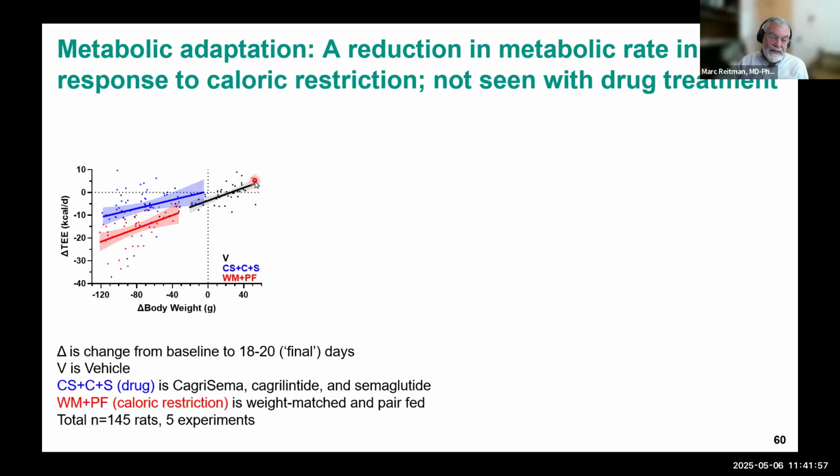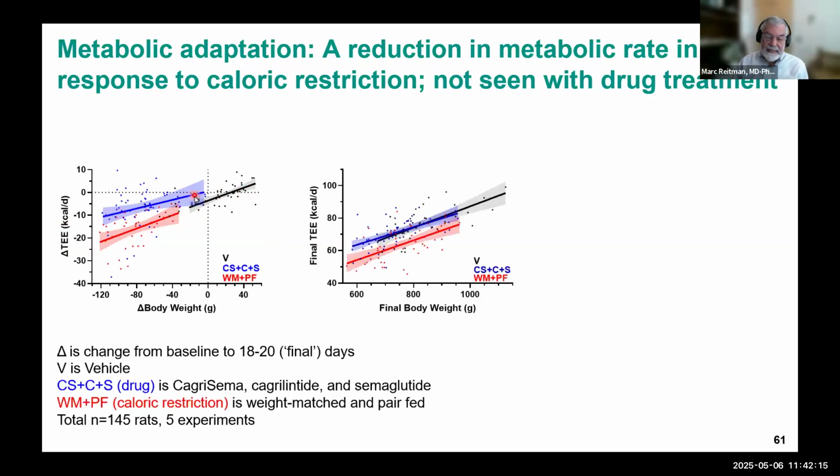And by having enough numbers, we could do some real proper analysis of covariance around this. First thing you see here is the expected change in energy expenditure: if you change body weight, you're going to try and recover from it. What's interesting is the caloric restriction is basically on the same line, but the drug-treated animals are on a different line.